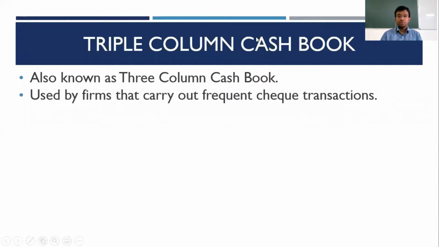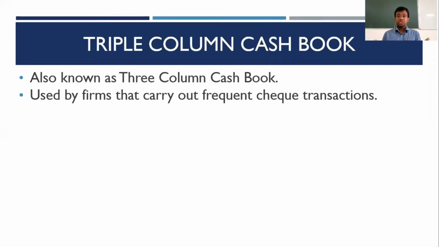The three column cash book is used by organizations or firms which carry out frequent check transactions. When we learned the two column cash book, we saw that whenever you have transactions corresponding to the bank account, you will have to prepare a separate bank ledger account. Whenever you carry out a payment from the bank, or issue a check to one of your suppliers, it is mandatory to prepare a bank ledger account as well, because the cash that you have in a bank is the extension of the two column cash book.